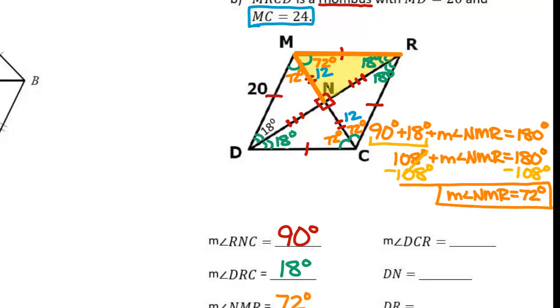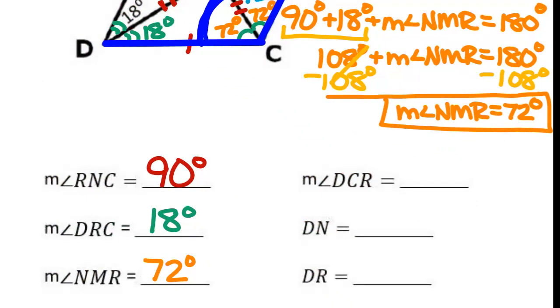All right. They want me to find DCR. So we're looking for this whole angle right here. How do I find that whole angle? Add them up. What am I adding? 72 plus 72. And that gives me 144.